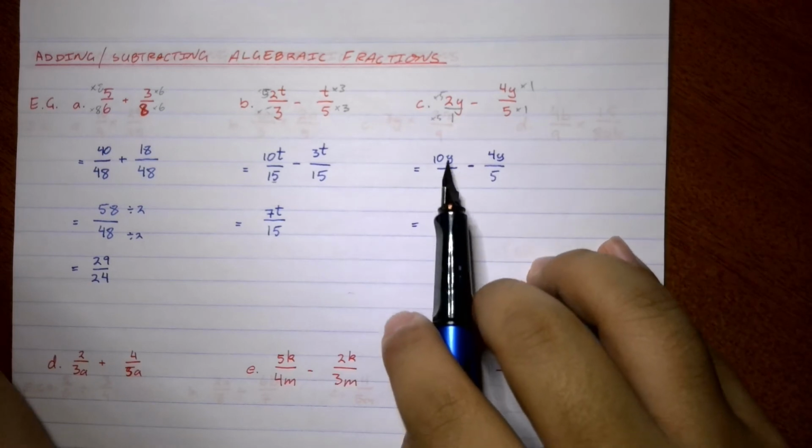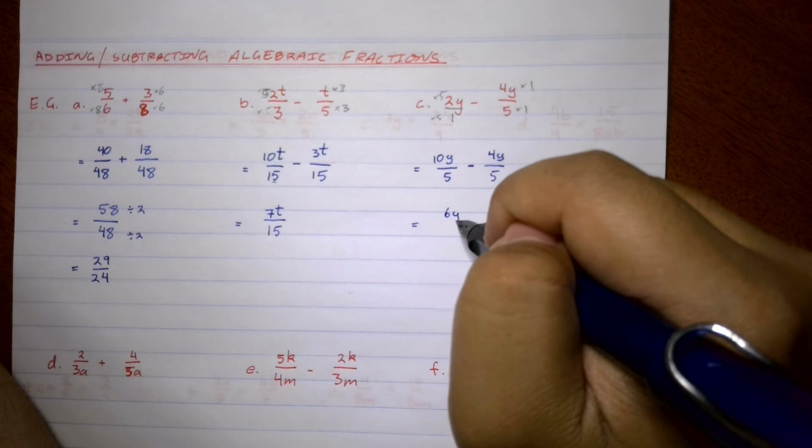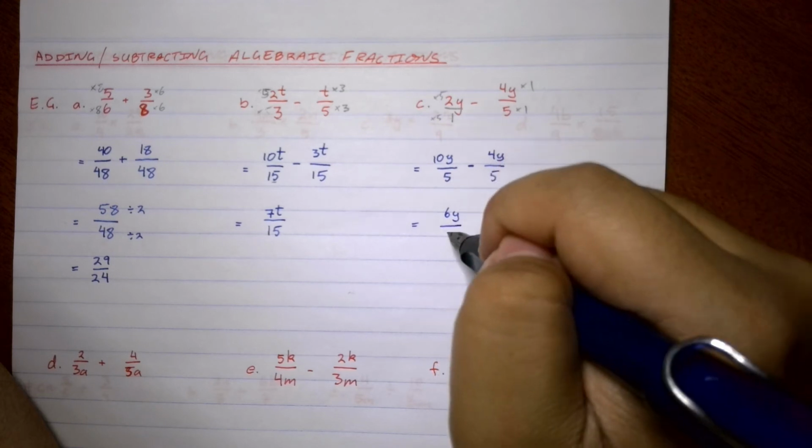Now we can subtract it. 10y minus 4y is 6y over 5.